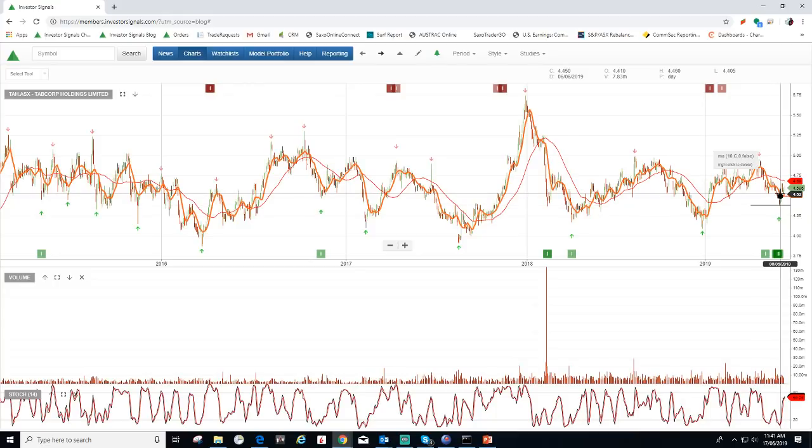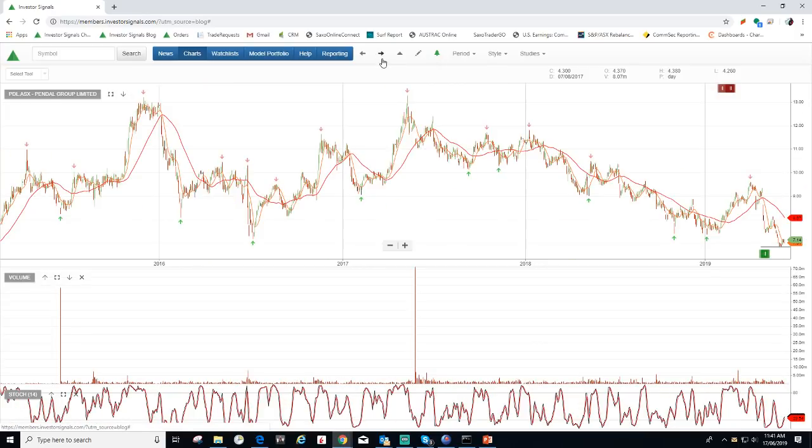Tabcorp obviously merged with Tatts Group 12 months ago, so we're still seeing some of those integration benefits flow through. At around $4.50, I think on a 5% dividend yield, Tabcorp looks reasonably attractive. Upside's probably not much beyond $4.80, so in some cases we've gone out and sold the $4.90 call option into December.